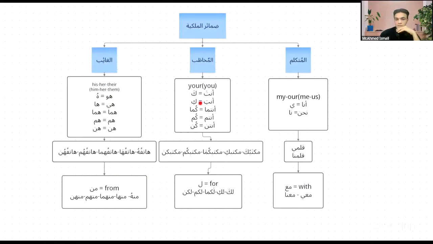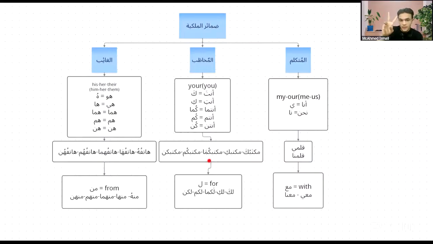So the same thing for antuma, I use kuma in the end of the sentence. So I say maktabukuma, your desk. Kuma means two, by the way. Two for males or two for females, whatever. So when I say هذا مكتبكما, this is your desk. It means هذا مكتبكما. Kuma.